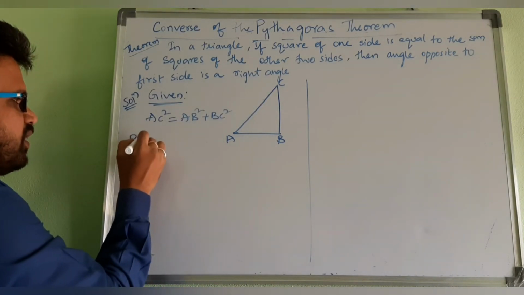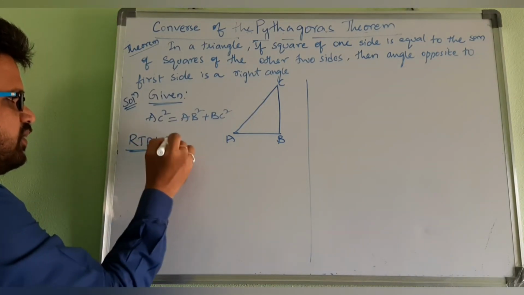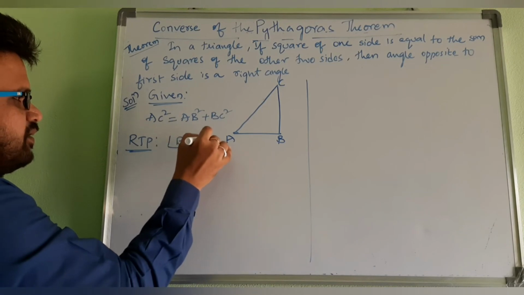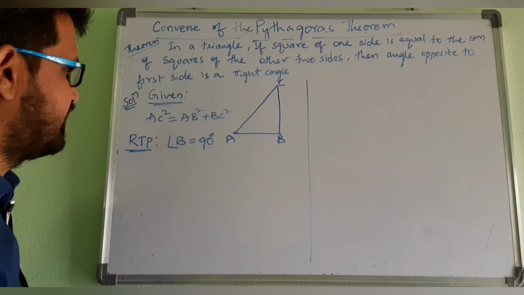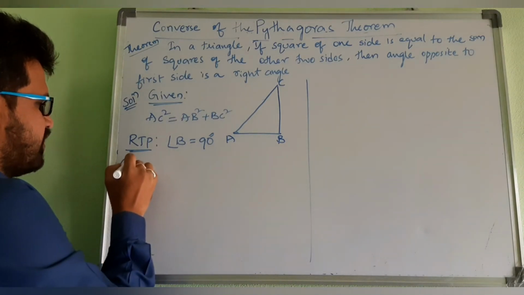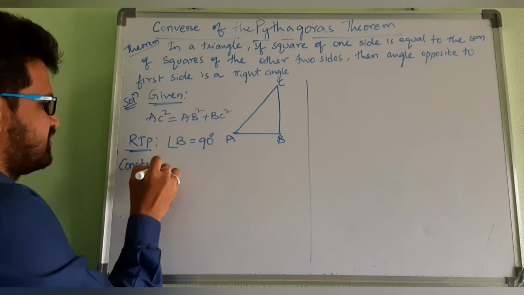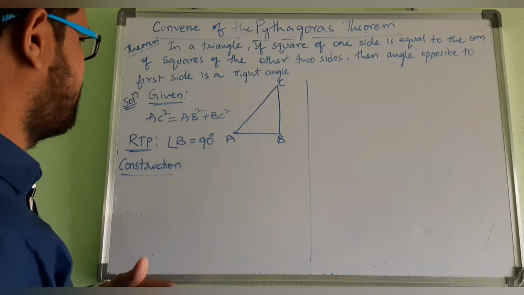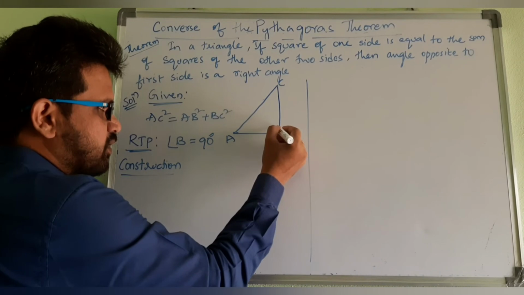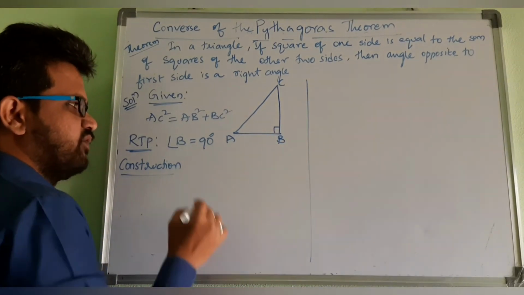What we have to prove? RTP is angle B equals 90 degrees. We have to prove that angle B is 90 degrees. Before we prove it, we have to do some construction. From the given data, we cannot prove that directly.